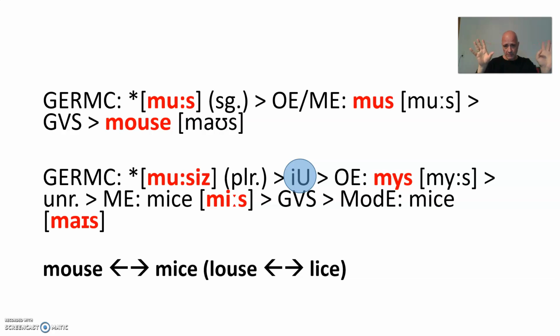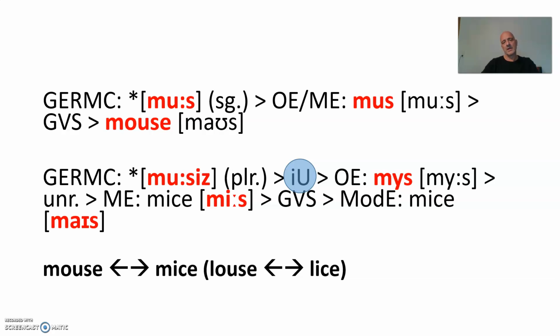Moose. Mouse. Okay, no problem here because there is no I umlaut. There is nothing but the U as a vowel. Old English and Middle English becomes moose. Since it is a long vowel, it goes into the great vowel shift and becomes mouse. So the singular remains the way it is, only then the great vowel shift in the 16th century turns it into mouse eventually. This is what we have today in modern English.